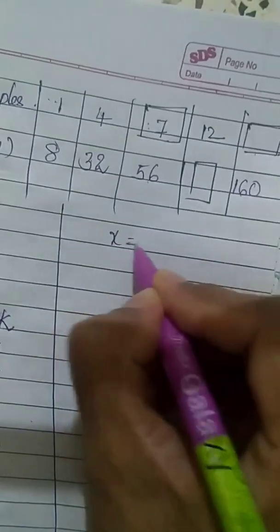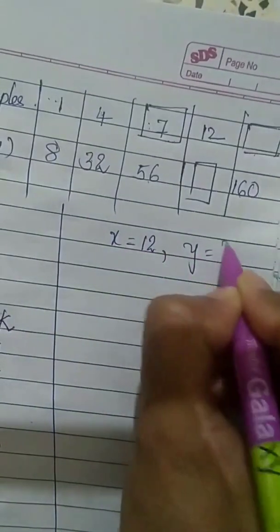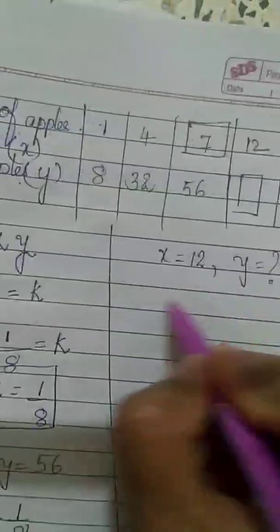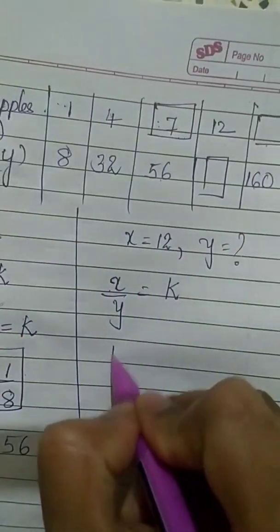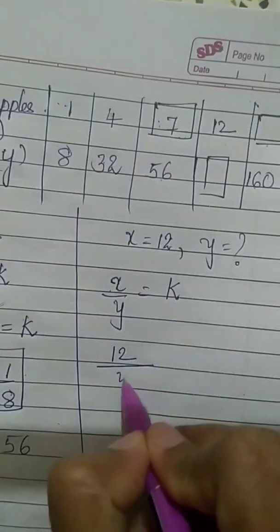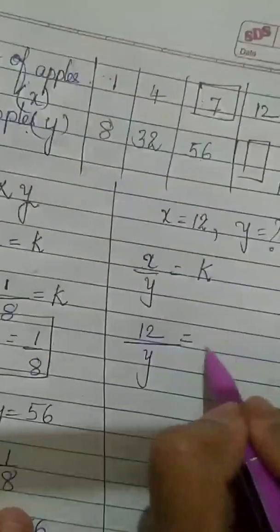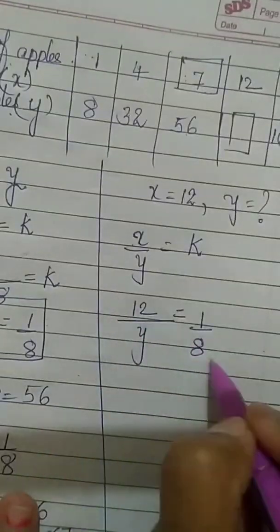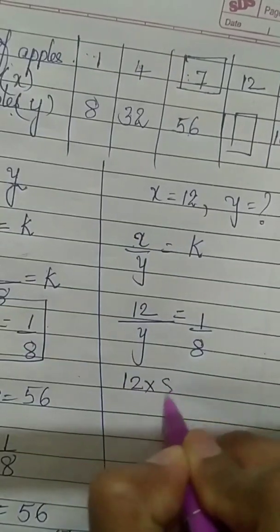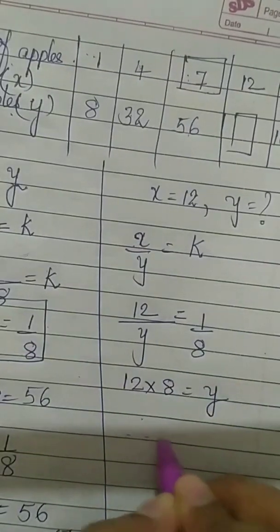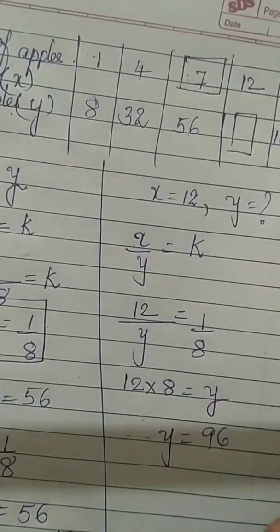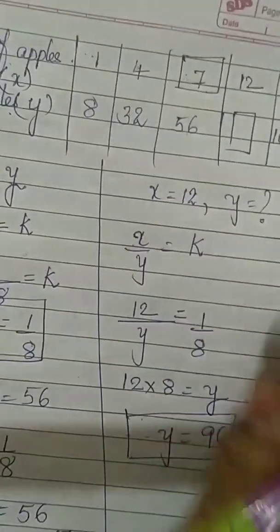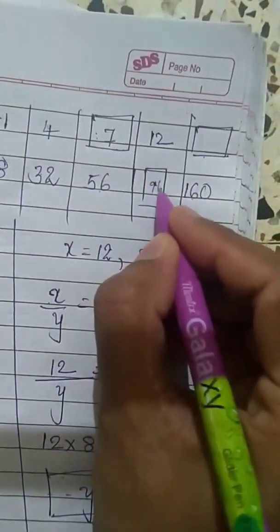Now this one. x is equal to 12 and y we don't know. And what relation do we know? x upon y is equal to k. In place of x, you will put 12. In place of y, you will put y, and k is 1 upon 8. Now cross multiply. 12 into 8 is equal to y. Therefore, y is equal to 96. So here in place of y, you will write 96.